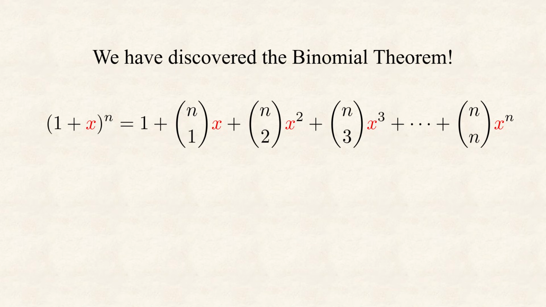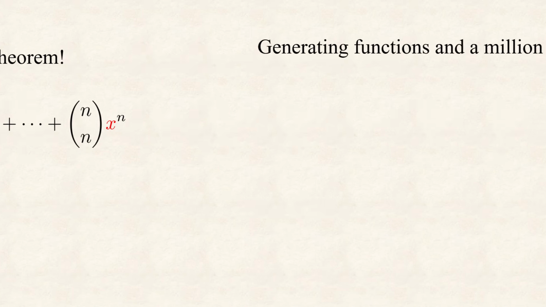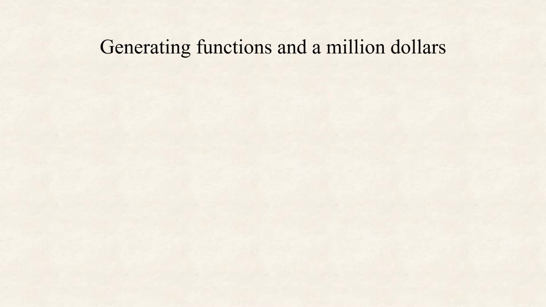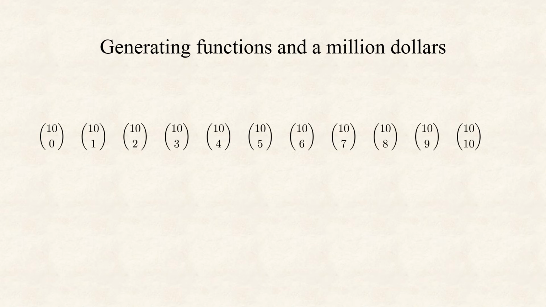Now let me just highlight how completely crazy this result is and tell you about this $1 million problem. Say we are interested in working with some sequence of numbers. For instance, the binomial coefficients 10 choose 0, 10 choose 1, and so on. Right now, we have no clue what they are, so how could we possibly work with them?